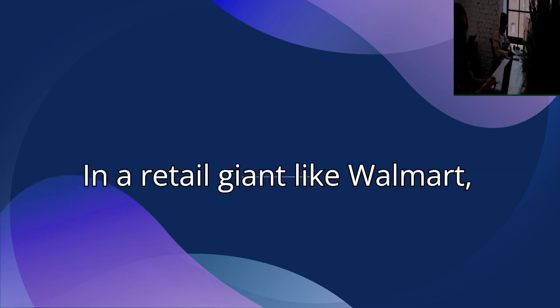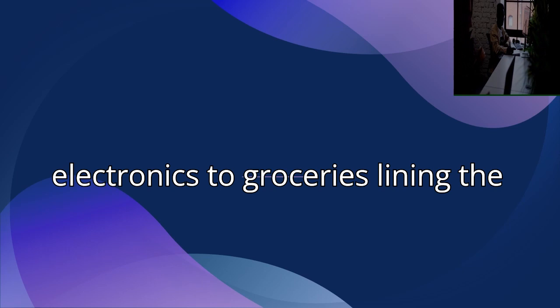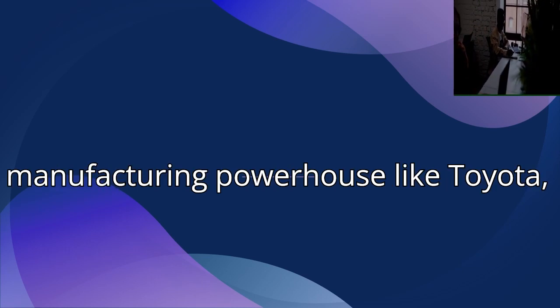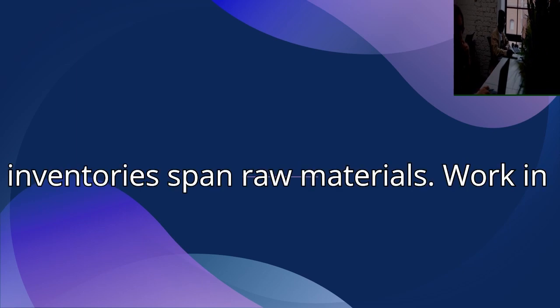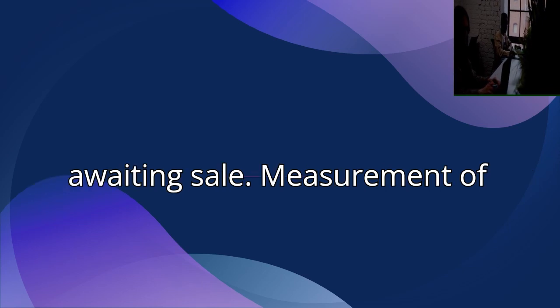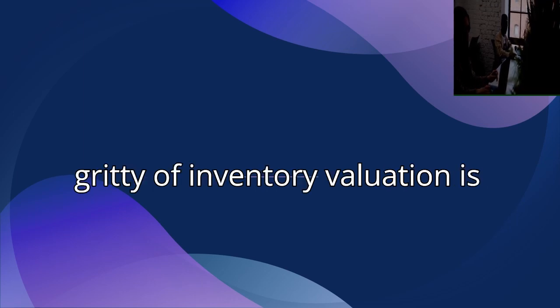Consider this. In a retail giant like Walmart, inventories encompass everything from electronics to groceries lining the shelves. On the other hand, for a manufacturing powerhouse like Toyota, inventories span raw materials, work-in-progress items, and finished products awaiting sale.